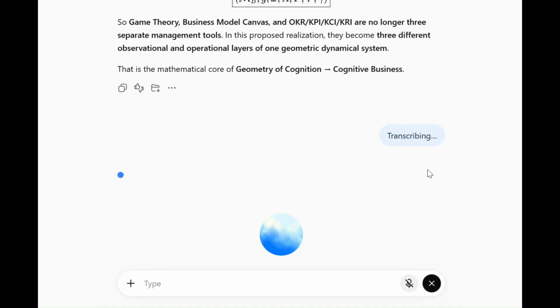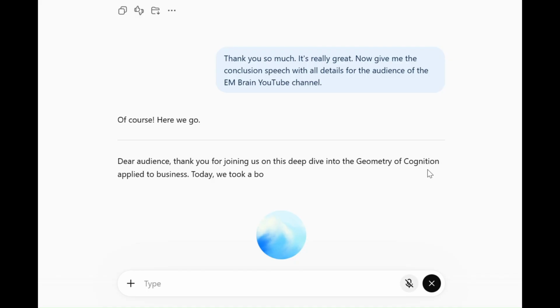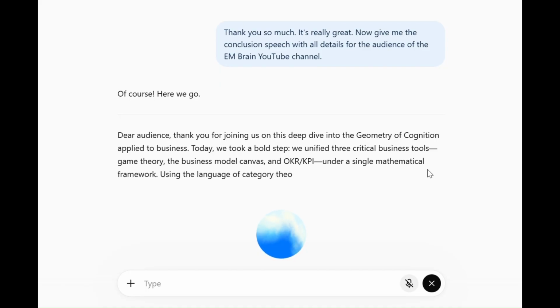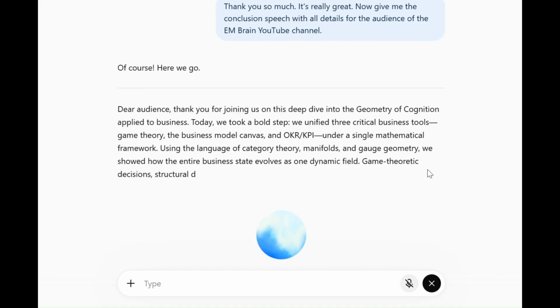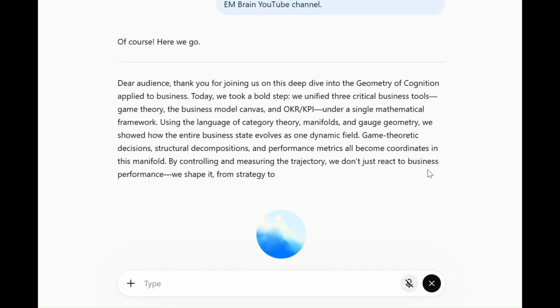Of course, here we go. Dear audience, thank you for joining us on this deep dive into the geometry of cognition applied to business. Today, we took a bold step. We unified three critical business tools, game theory, the business model canvas, and OKR KPI, under a single mathematical framework. Using the language of category theory, manifolds, and gauge geometry, we showed how the entire business state evolves as one dynamic field. Game theoretic decisions, structural decompositions, and performance metrics all become coordinates in this manifold. By controlling and measuring the trajectory, we don't just react to business performance, we shape it from strategy to execution.